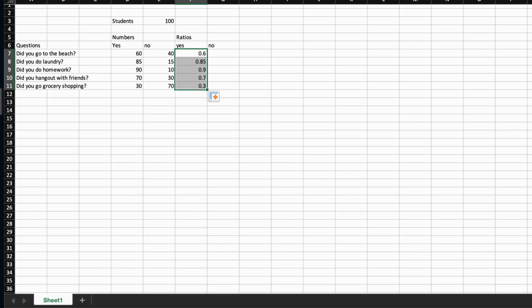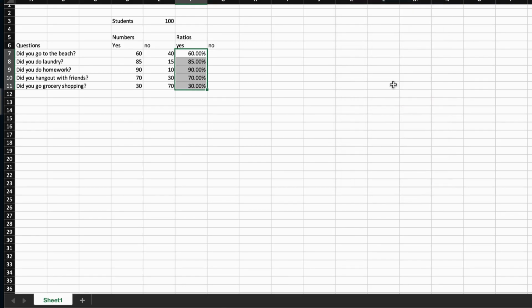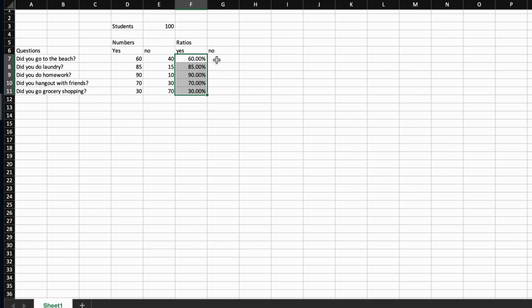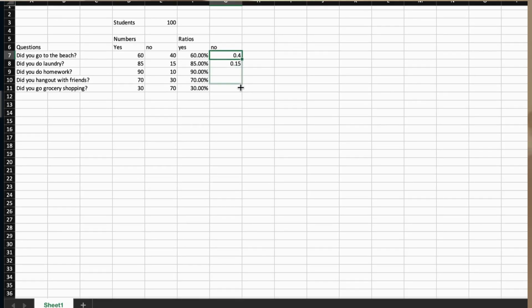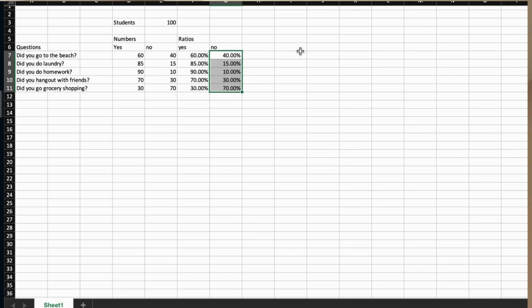Next, we're going to change these to a percentage by going up in the top and clicking General. This bar will come down and you click Percentage. For the no column, we will do the exact same thing, but this time reference our other no column instead of the yes column. Once we've finished our equations and fill in the rest of the values, we must also change this to a percentage through the general sign. After we do that, we have our completed chart and we successfully used Microsoft Excel to find ratios.